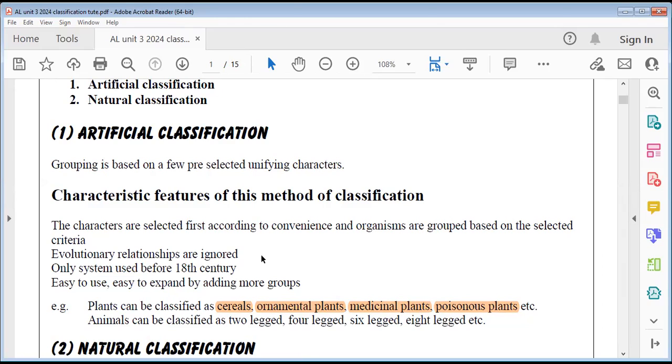No. We don't care about whether dicot, monocot, angiosperm, gymnosperm, seed making, seed not making, vascular, avascular, nothing. Ornamental. If you take every one of them, that particular character we are looking for, if it is there, whether other things are different or not, we put them in one group. Understood?